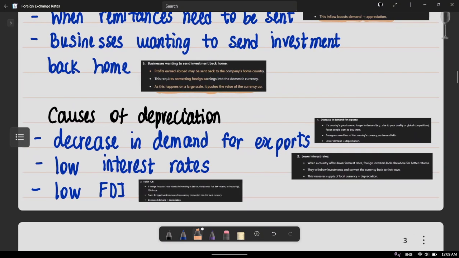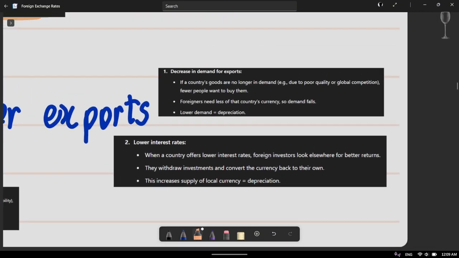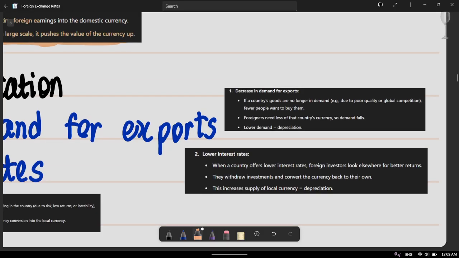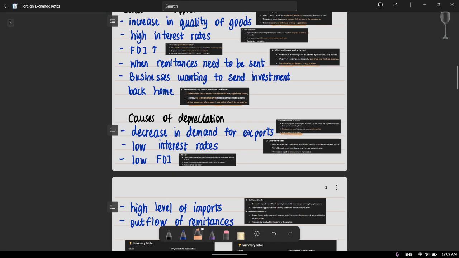Then when we come to causes of depreciation, decrease in the demand for exports, okay? If a country's goods are no longer in demand, maybe due to poor quality or global competition, fewer people will want to buy from them. Now, if fewer people want to buy from them, their demand is going to fall, right? And lower demand will basically cause depreciation.